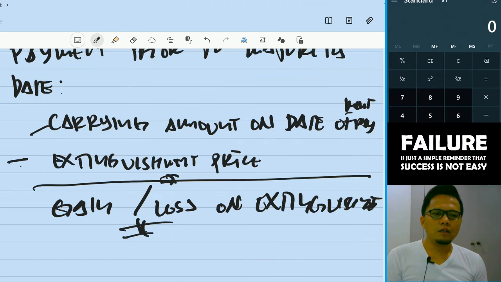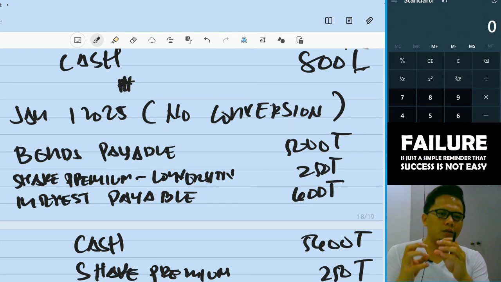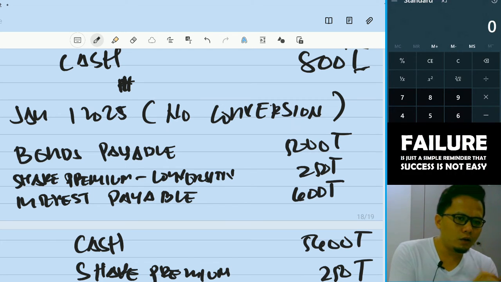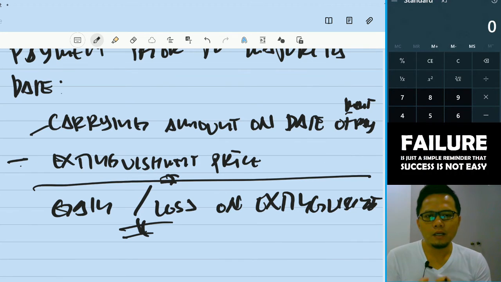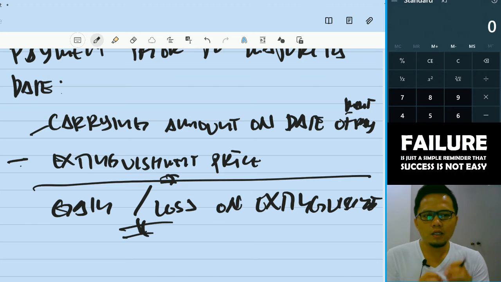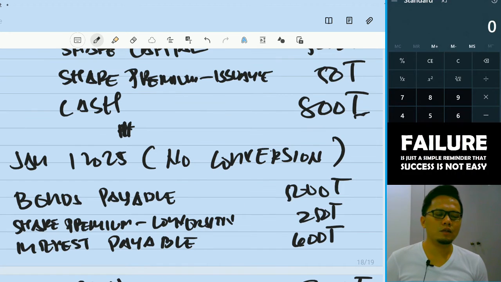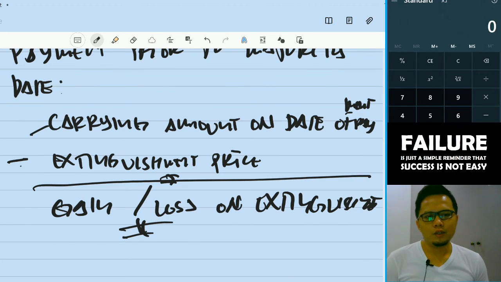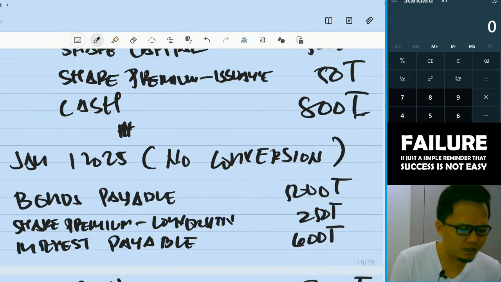How should we allocate it? Same concept pa rin. Use the fair market value of the bonds without the conversion on the date of payment. Any excess is applicable na sa equity, which on the date of payment is charged to share premium conversion privilege. So, let us illustrate that.